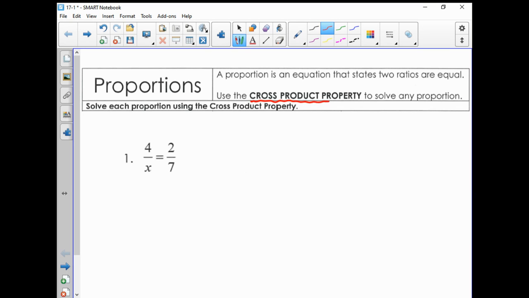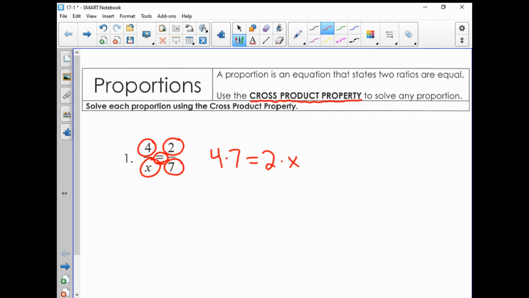But basically, we're going to use the cross product property to solve this. If you've got a fraction right here, I'm not even going to walk through why. They just tell you take the top of one side, multiply it to the bottom of the other side. So 4 times 7, and set that equal, put the equal side back in to the top times the bottom. So 2 times x. And then you can just solve the problem.